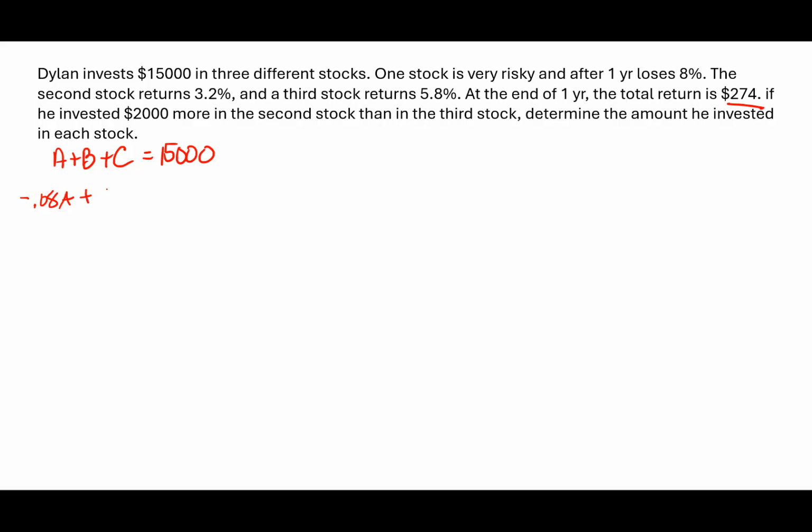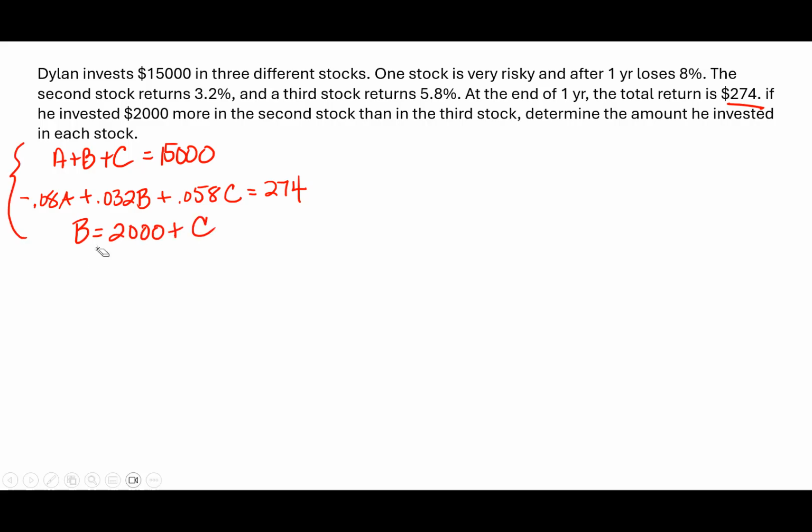Stock B, he earned 3.2%, so 0.032B. That's a positive amount that he got back. And then C, he earned 5.8%, so 0.058 of C. That's a return he also got. So if you add up all those, you get $274. And then last of all, they tell us that he invested $2,000 more in the second stock than in the third stock. So he invested more in B than in C. So B is 2,000 more than C.